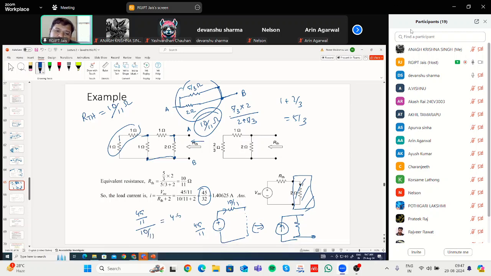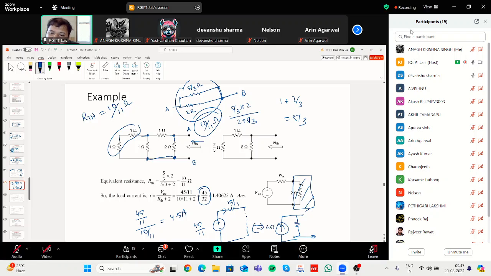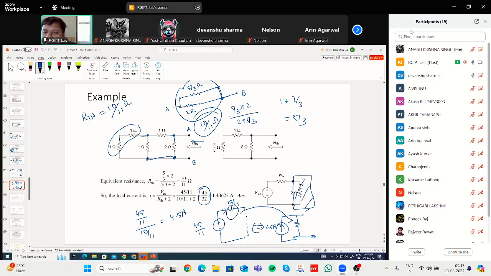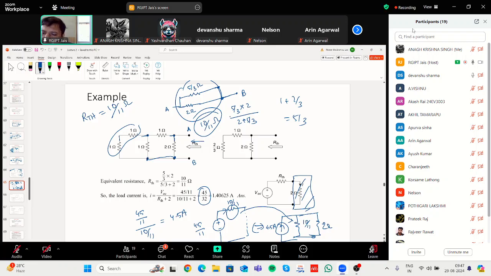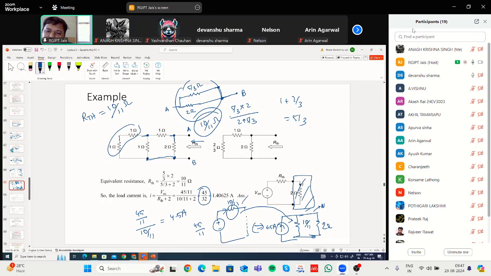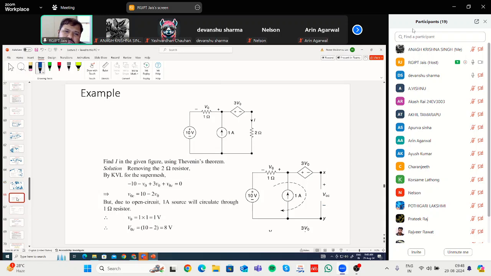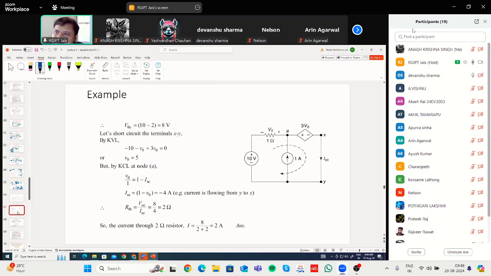So 4.5 ampere current will be flowing. The same current, you can write it as a current source of 4.5 ampere. And this resistance will now be connected in parallel, that means 10 by 11. And you reconnect your load, that is the 2 ohm resistance. So this will be your Norton's equivalent circuit. This will be your Thevenin's equivalent circuit. But Norton also we will learn separately. Okay. So there are other examples, a huge number of examples.